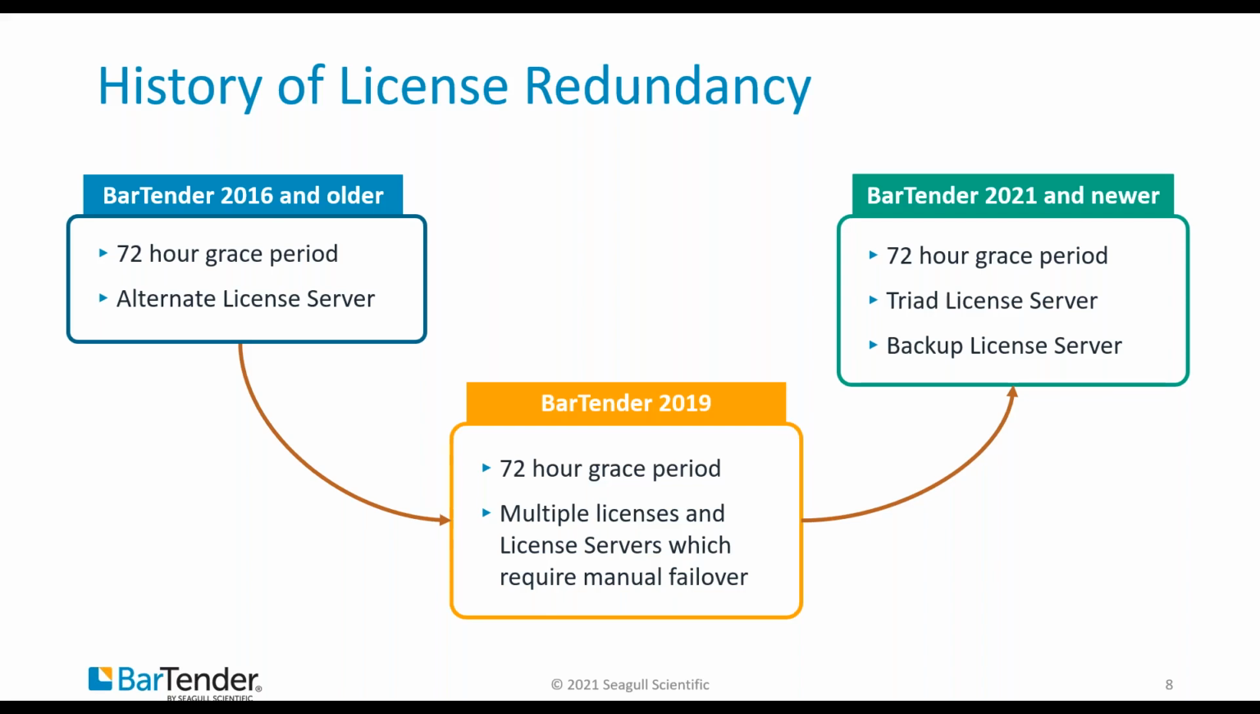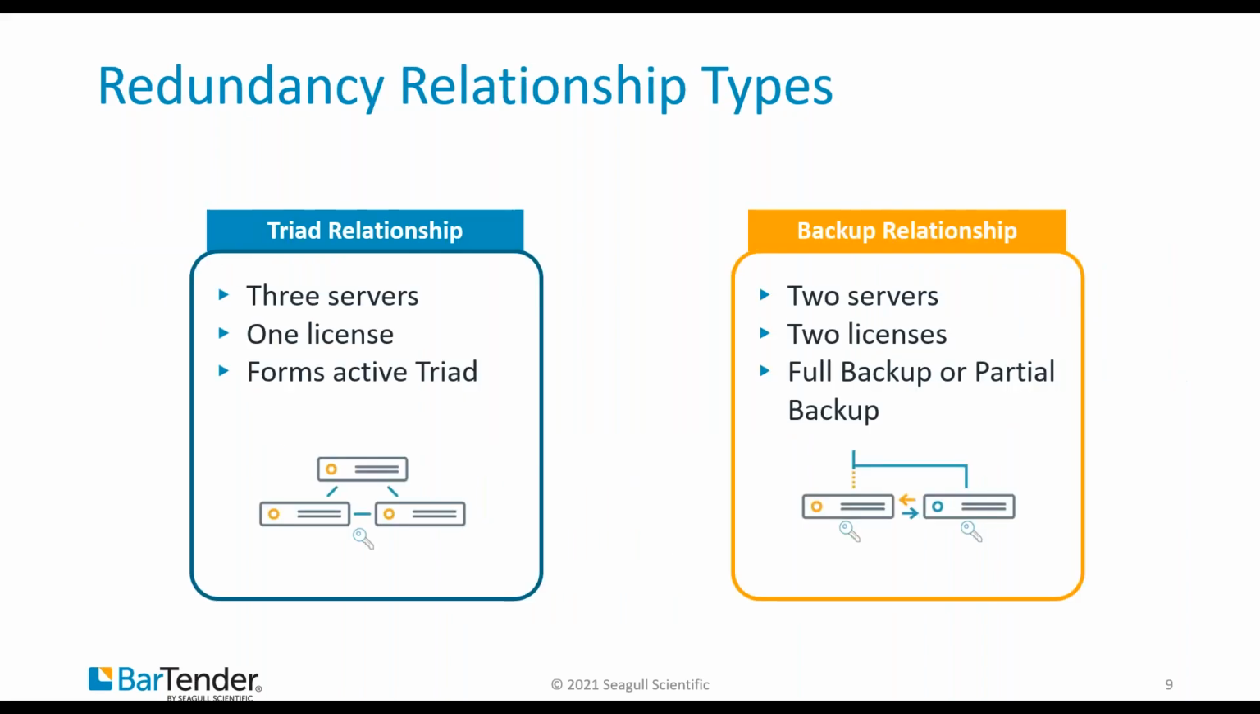The new redundancy modes include number 1, offering a backup or alternate license server where the license is permitted to be asymmetrical in size, with the 2 systems being able to communicate bidirectionally. Or number 2, the ability to define a license server, what we call Triad, for built-in robustness from just a single license. And of course, the 72-hour grace period in the BarTender clients remains pretty much as before.